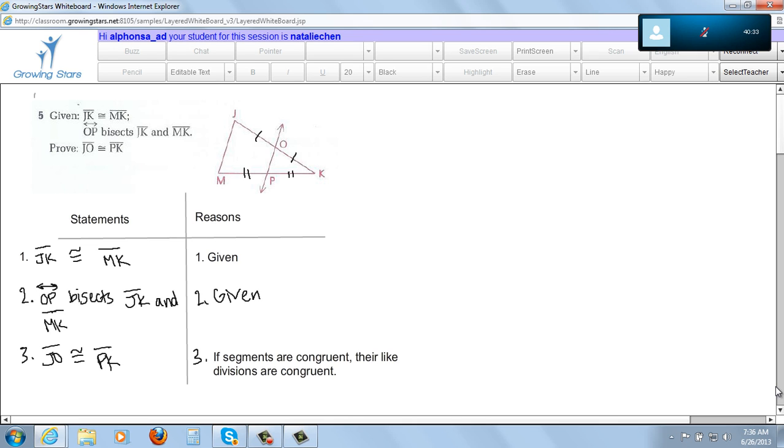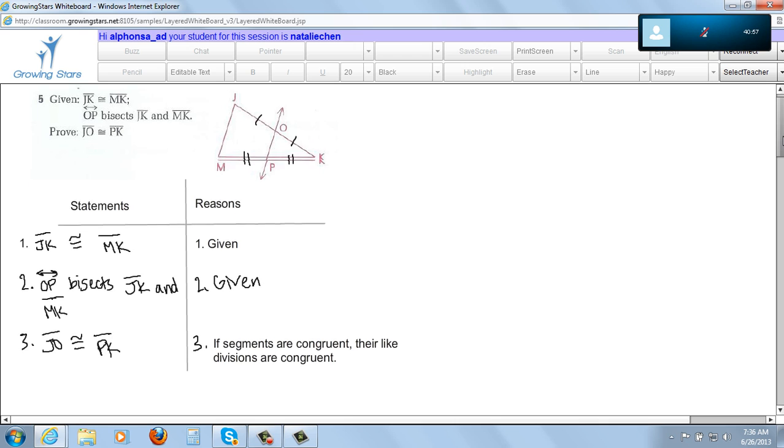Which angles? Angle 4 and 1. Actually we don't have such a pair, right? What can we conclude from this figure? Consecutive interior or same side interior angles. Am I correct? PQ is 18 and PR is also 18. There are many ways you can see that.